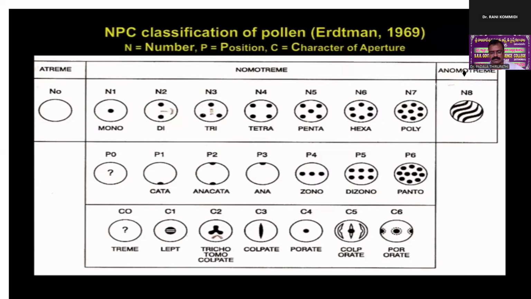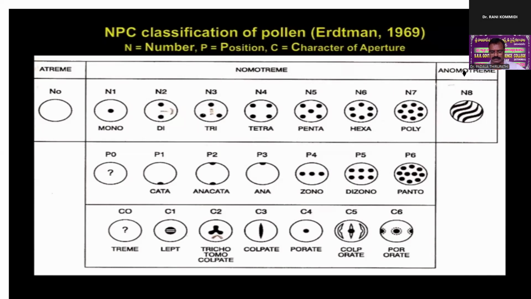The pollen aperture is in the proximal phase in catatreme, while in anatreme it is in the distal phase. The pollen are designated as anacatatreme, P2, where apertures are in both proximal and distal phases. The pollen grains are referred to as zonotreme, P4, where the apertures are located on the equatorial zone, and dizonotreme, P5, are like zonotreme but with 2 rows of apertures on the equatorial region.